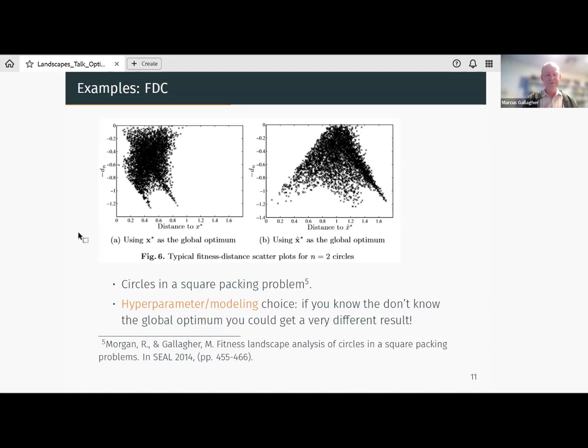But you can see comparing the left and the right that you get a hugely different picture because of that choice. And that's sort of a hyperparameter modeling choice of the feature that you're using here. So there are things to think about when calculating features.